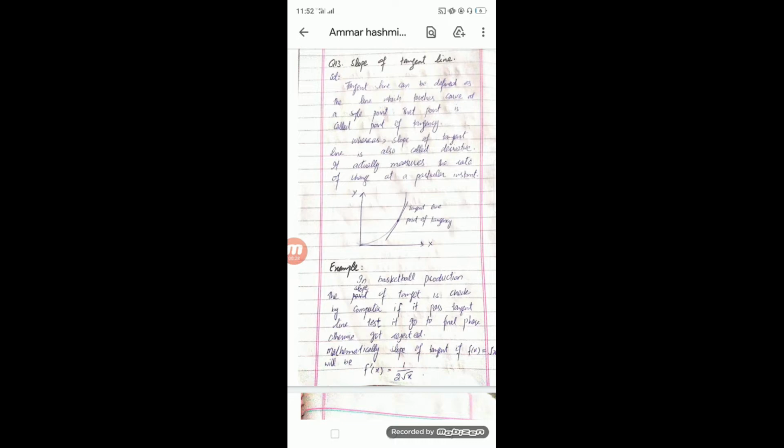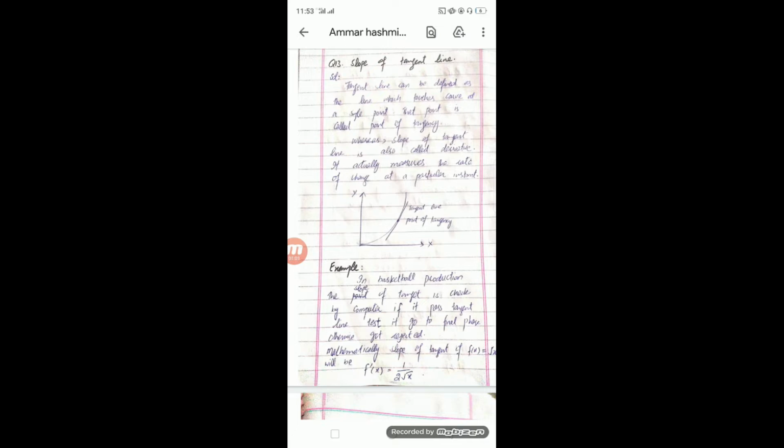The slope of the tangent line is actually the rate of change of the tangent line, and it is also called the derivative or the instantaneous rate of change. It is called the derivative because we can find the rate of change at any single point of a curve where the line can pass and touch the point at only one point.